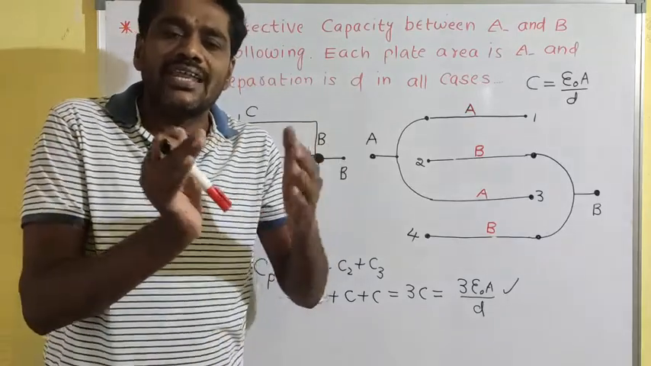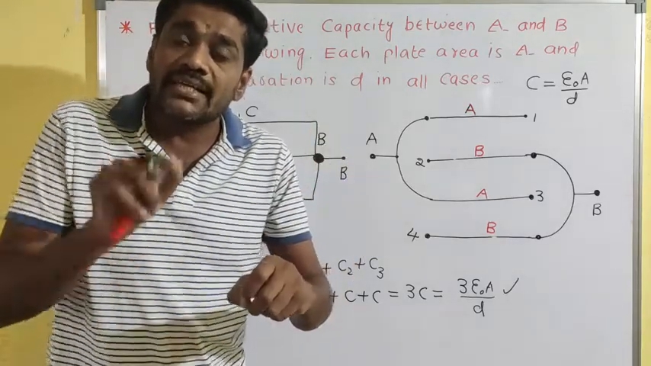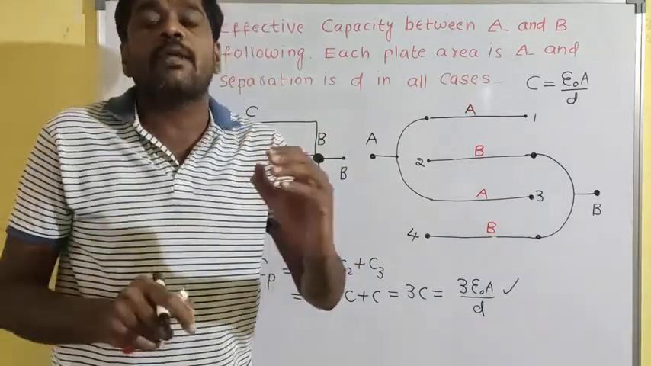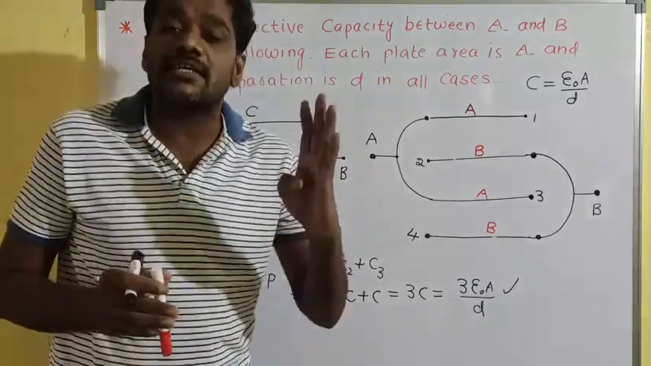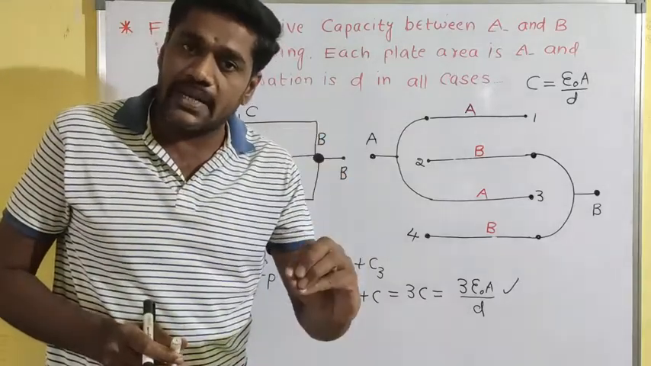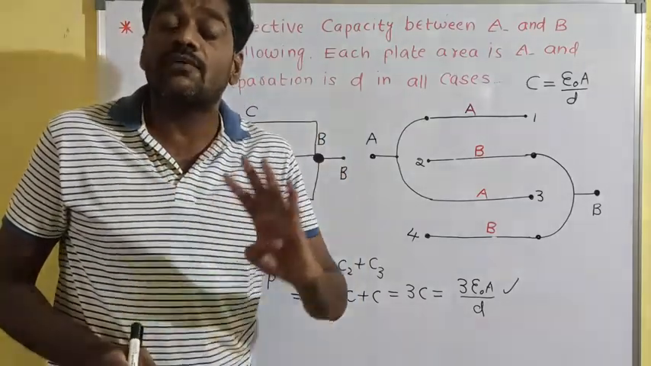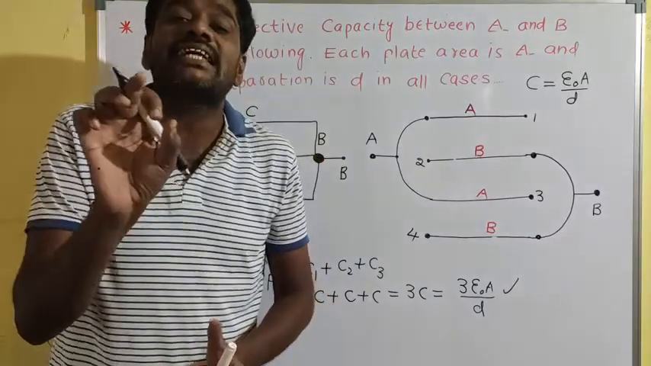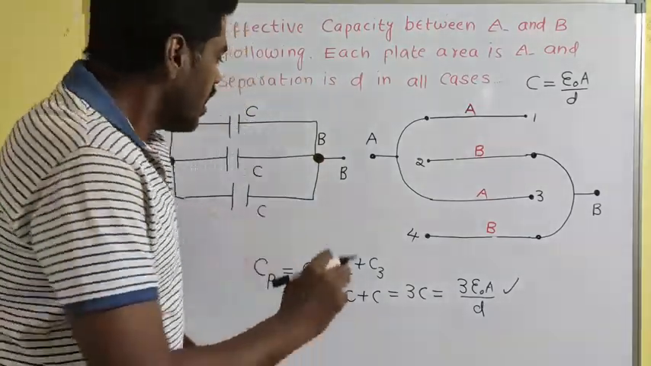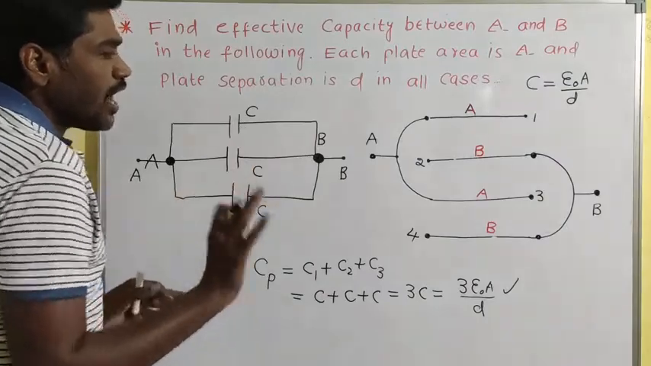Therefore if n is the number of plates, then n minus 1 is the number of capacitors. Means if they give 4 plates, we get 3 capacitors. If they give 5 plates, we get 4 capacitors. If they give 100 plates, then we get 99 capacitors. Therefore you see how many? 1, 2, 3. How to find out?